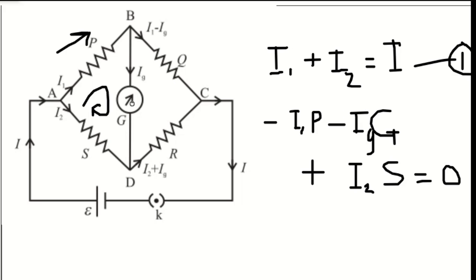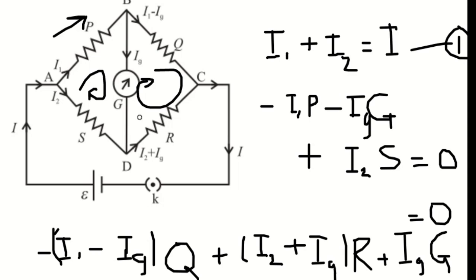Now similarly we can solve for this BCDB loop, right? So for this loop also we can write an equation. I will write here. So for this loop we can get the equation minus I1 minus Ig. This bracketed term is negative because we are moving in the direction of current. Now we have gone from B to C. Now the resistance is Q here, so we will multiply it here with Q, plus C to D.